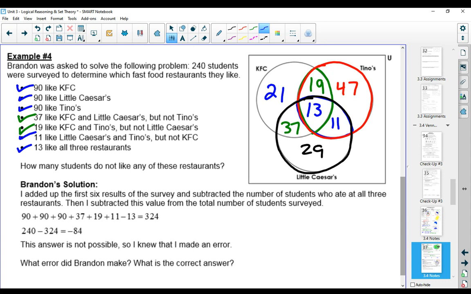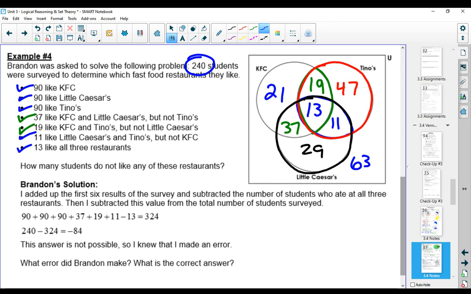Now, if I take a look at my diagram, I add it all up, I don't get 240 students. So if I take the 240 and I subtract all the numbers that are in that circle, I'm left with a 63 outside. And that 63 would represent all the people who were surveyed but didn't like any of the three choices.